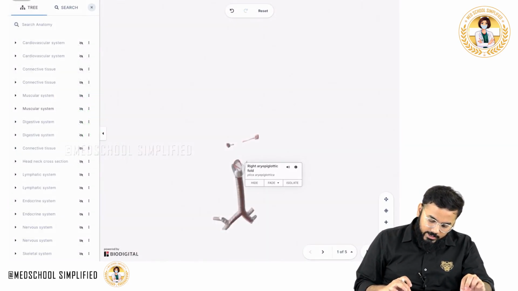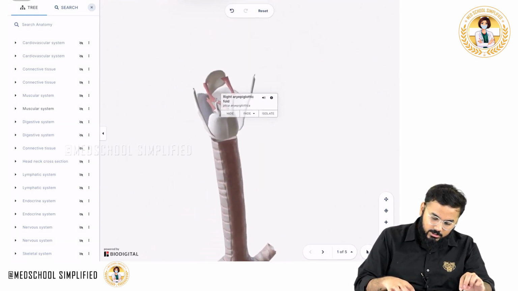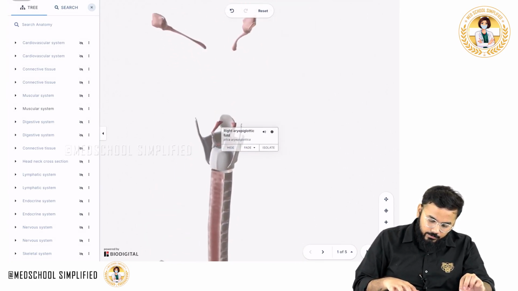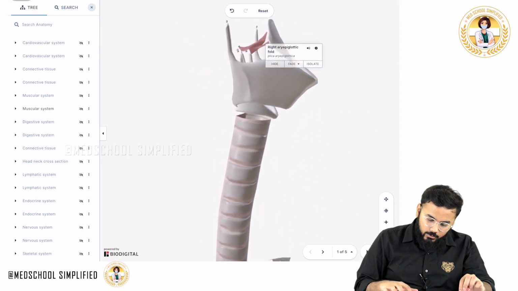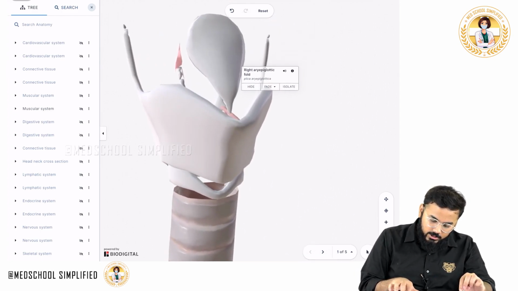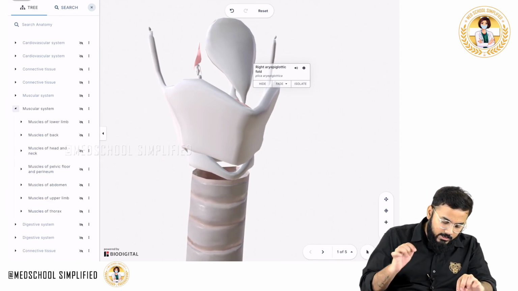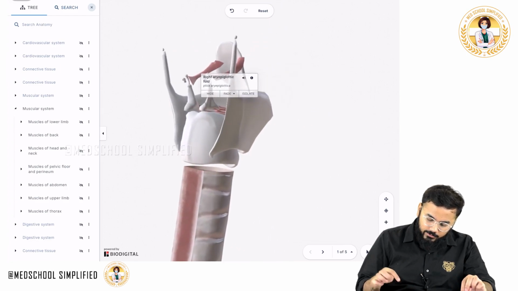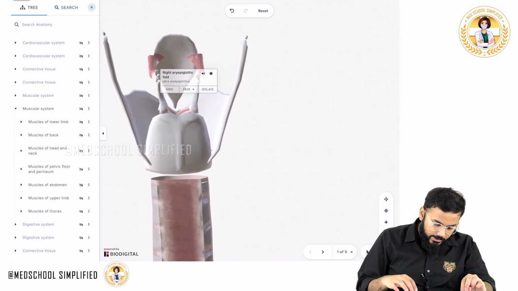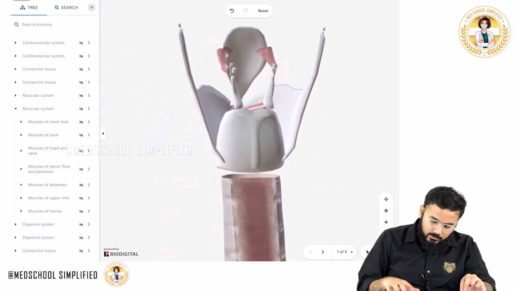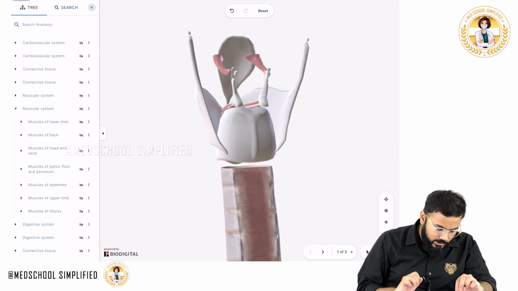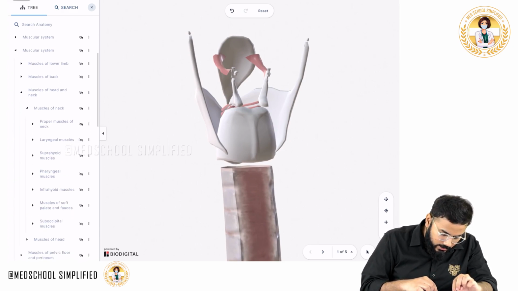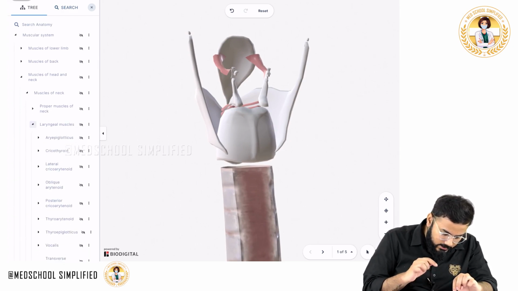So let us try finding those same structures over here. All of you know that this particular structure is your thyroid cartilage, right? Now within this thyroid cartilage there are different kinds of muscles. Let us see what are the different kinds of muscles we have got over here. So from the back let us see these muscles, right? First important muscle, let me select the muscles of the head and neck, muscles of the neck. Right now we are discussing the laryngeal muscles.